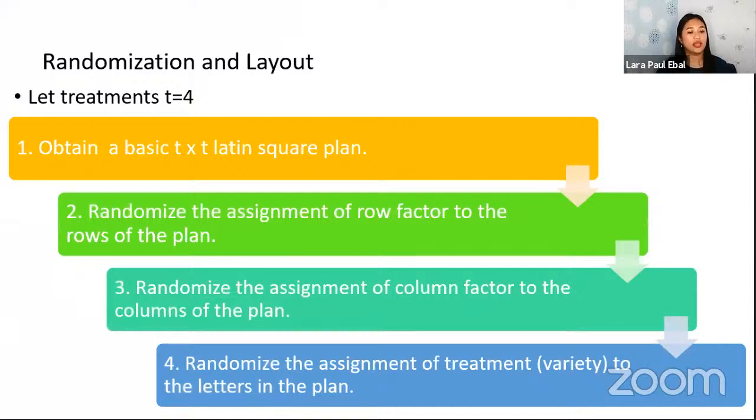So obtain a basic t by t Latin square plan. You should have this square plan. Then randomize the assignment of the row factor. Next, randomize the assignment of the column factor. And last, randomize the assignment of treatments.